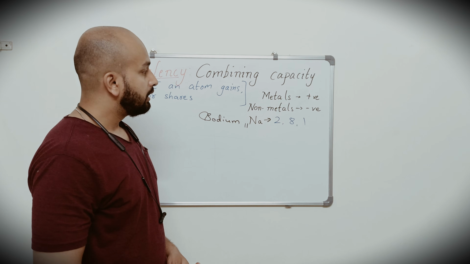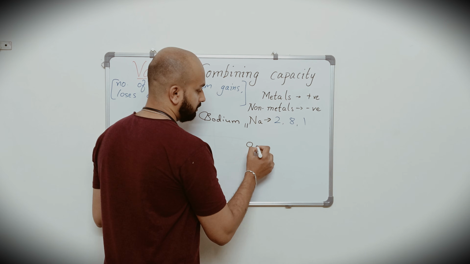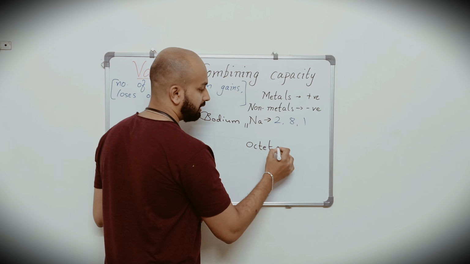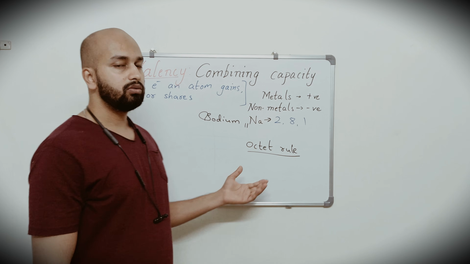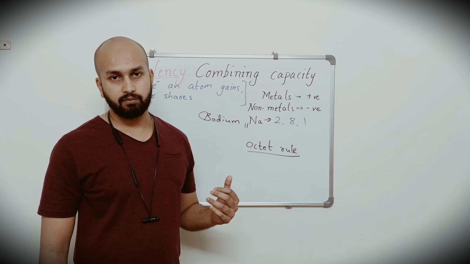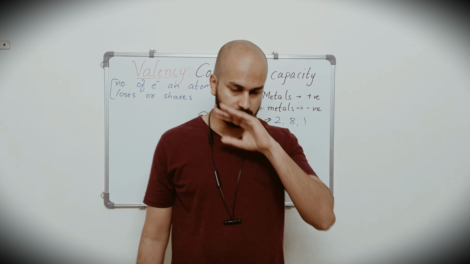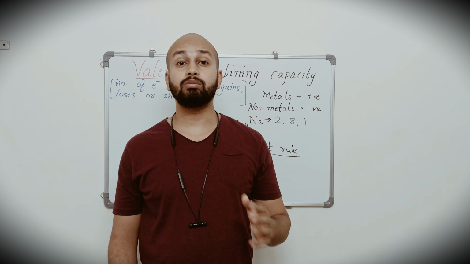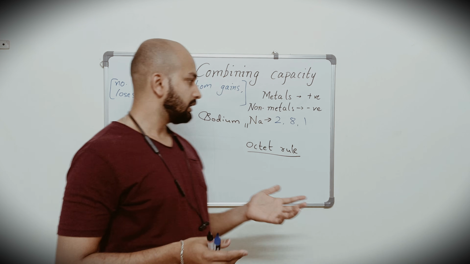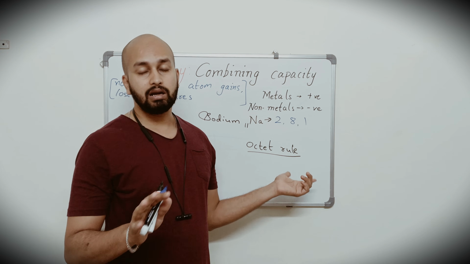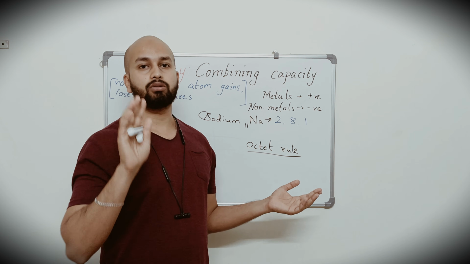Okay. You should also know about a rule called the octet rule. The octet rule talks about the stability of an atom. This basically helps us understand whether an atom is really stable or not. How will we get to know that? The rule says any atom is stable if its outermost shell is filled with 8 electrons.